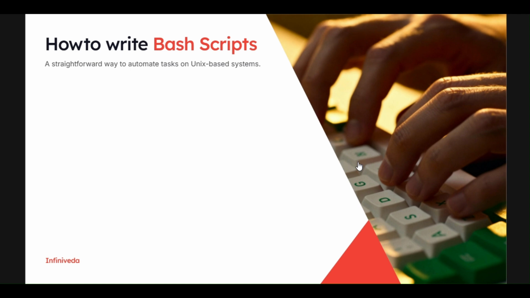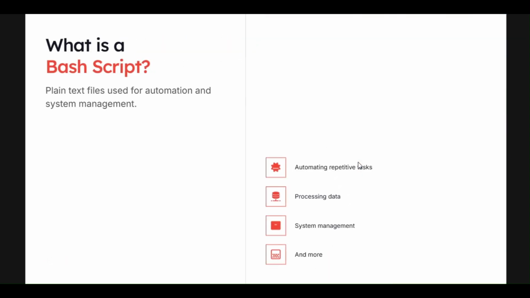In this video, I'm going to show you how to write bash scripts. So let us see what a bash script is. As we know, it is a plain text file used for automation and system management, where you can automate repetitive tasks and process data, also system management and more. By using a single file, you can automate every other task which you want to perform in an Ubuntu system. So that is how a bash script works.